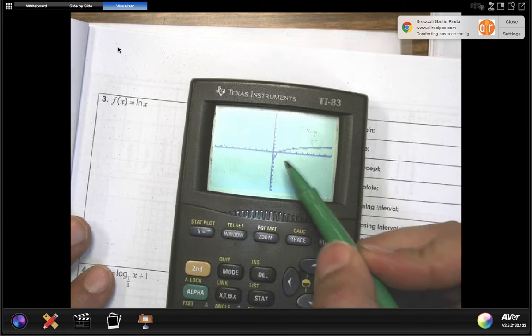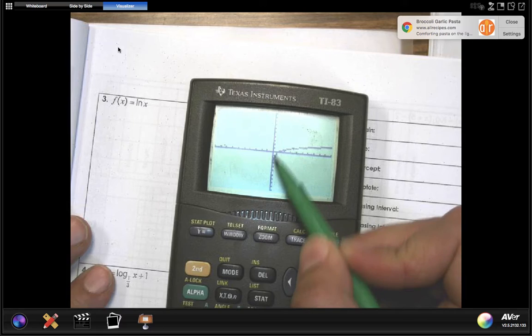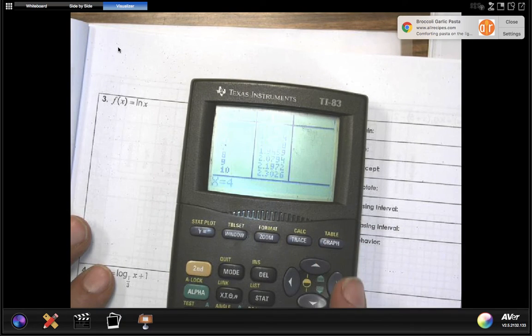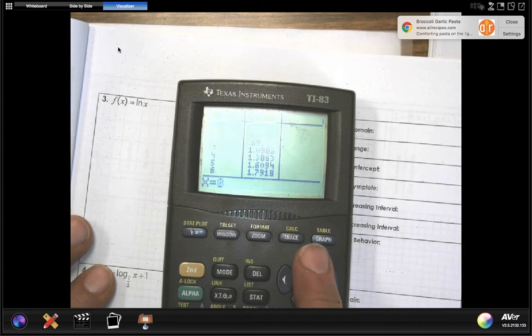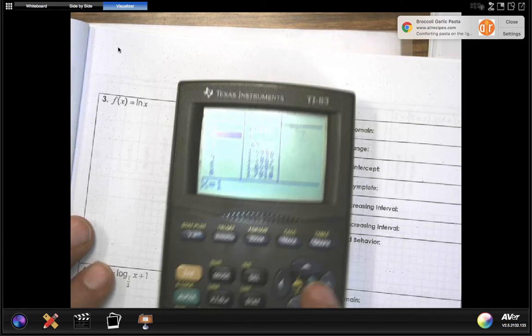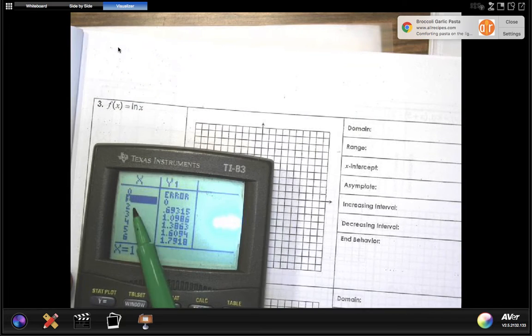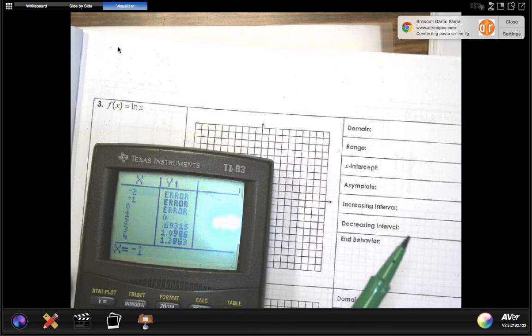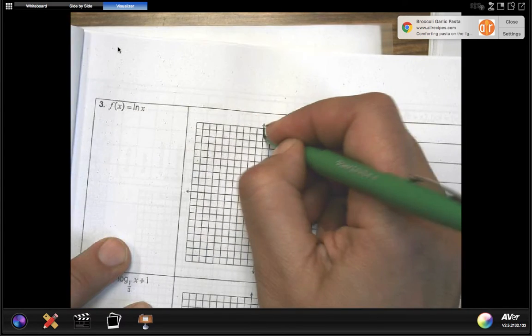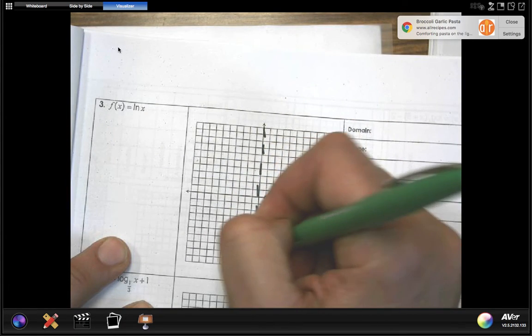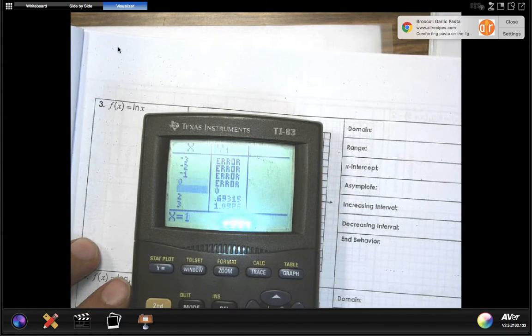And again, it looks like it's stopping here, but it's not. It keeps going. So hit second table, and let's go ahead and find some exact points. We have 1, 0. 0 is error. That's where the asymptote is going to be, right here. Let's see if we can find any other points on here.